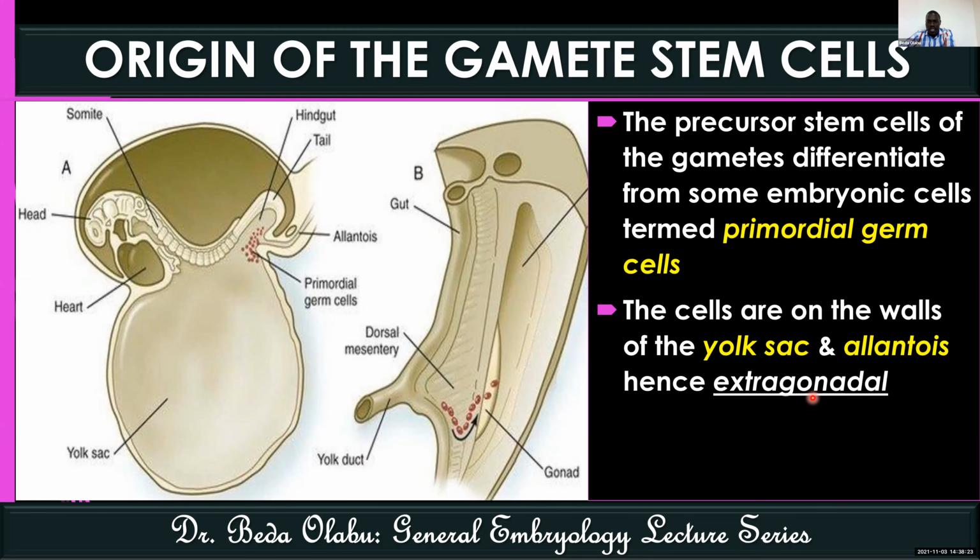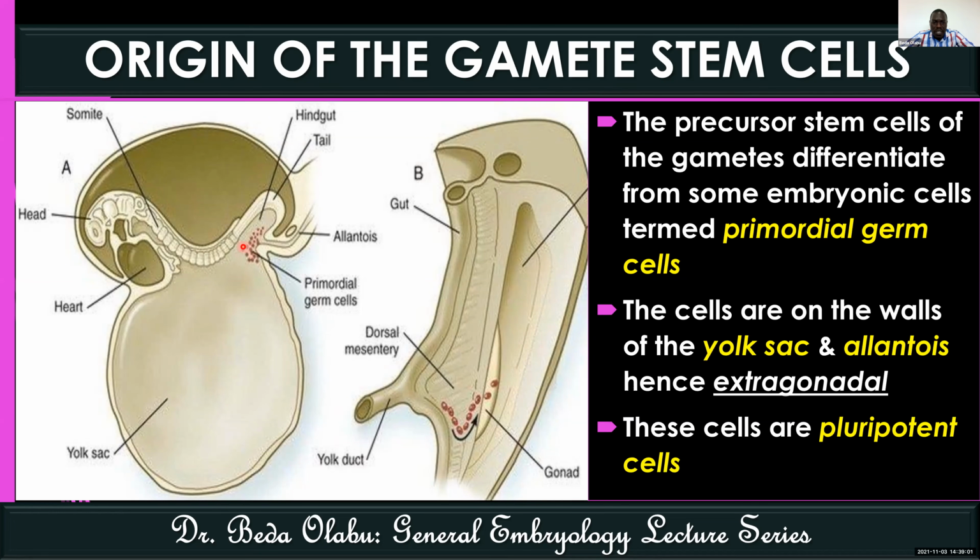We call those embryonic structures the yolk sac. This is the yolk sac. And the allantois, and that's the allantois. So these primordial germ cells are present in the wall of the yolk sac and the wall of the allantois. These are the primordial germ cells, present in the wall of the yolk sac and the wall of the allantois.